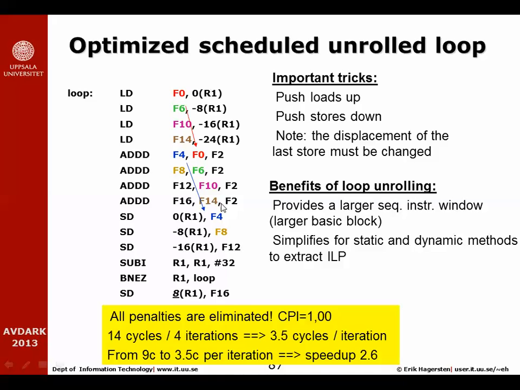So what you see here, if you count the number of instructions, first of all, it's a perfect scheduling of instructions. We eliminated all the stalls, so CPI equals 1.0. We managed to do, in just 14 instructions, which equals 14 cycles, the work of 4 iterations. So now we're down to an average of 3.5 cycles per iteration compared with the 9 cycles we started with. So it's a speedup of more than a factor 2 compared with the original code. So this is quite impressive.